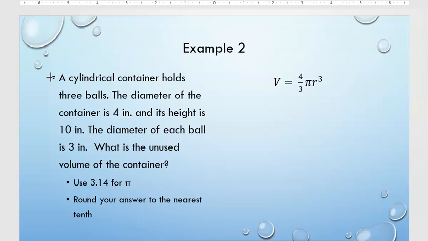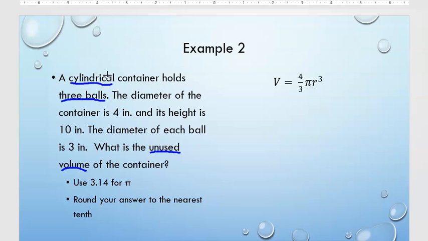Okay, this is a real world problem, which means it's actually going to be a little more complicated than we see. We notice right here that we have a cylindrical container and we have 3 balls. So we've got more than just finding the volume of a ball. What they want is this unused volume. So if I want unused volume, first of all, I'm going to need to figure out what's the volume of the container, the cylindrical container, and what's the volume of the balls.